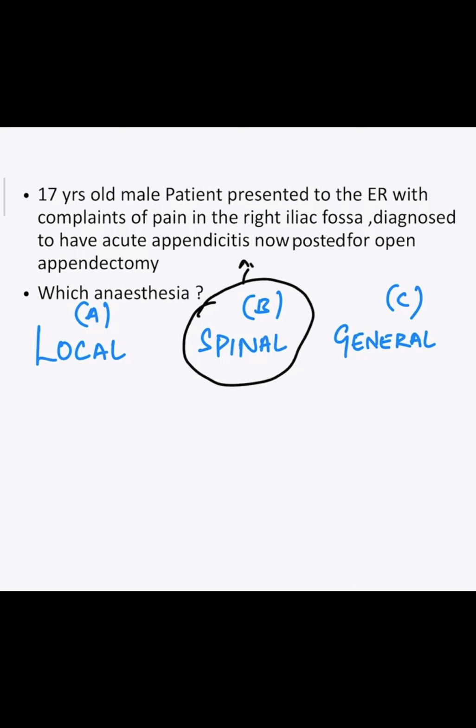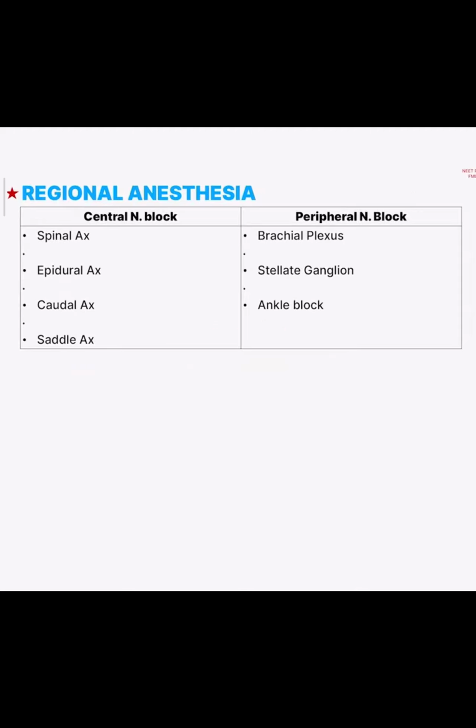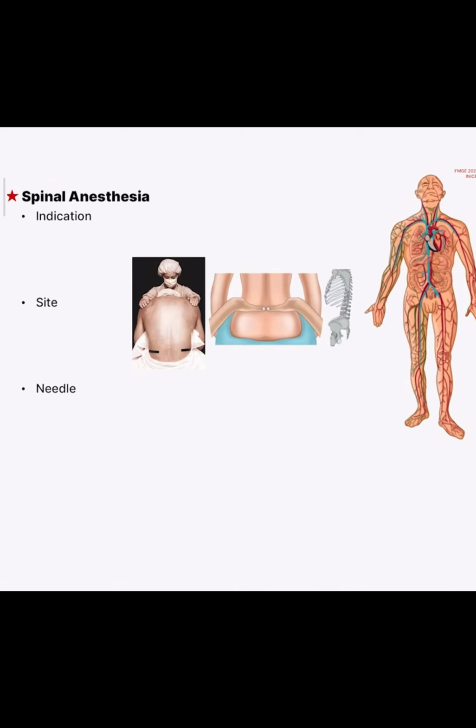Appendectomy requires what anesthesia? Spinal anesthesia, we are discussing. So guys, remember in regional anesthesia we have spinal anesthesia, epidural anesthesia, caudal and saddle, whereas we also have peripheral nerve blocks, that is brachial plexus block, stellate ganglion block and ankle block. So first, starting with spinal anesthesia.